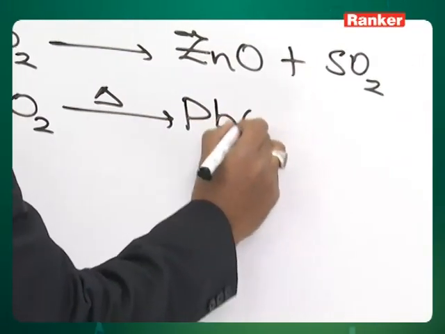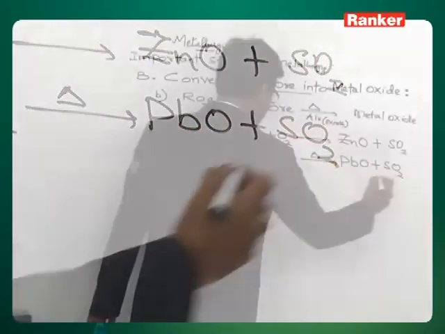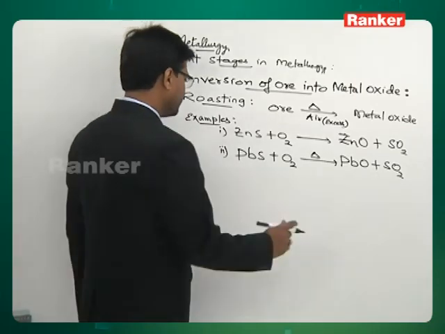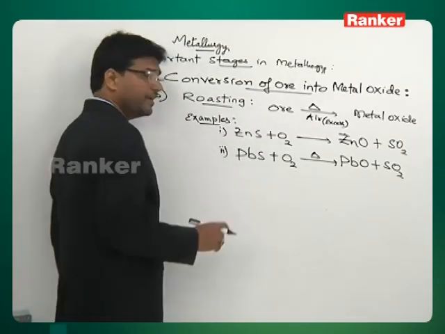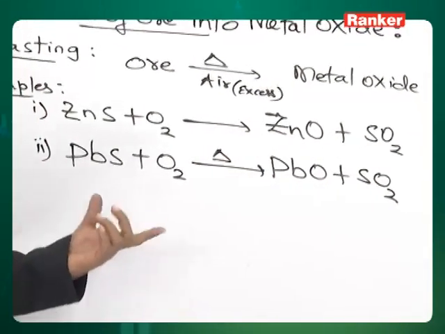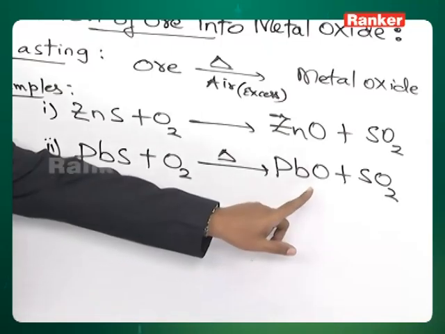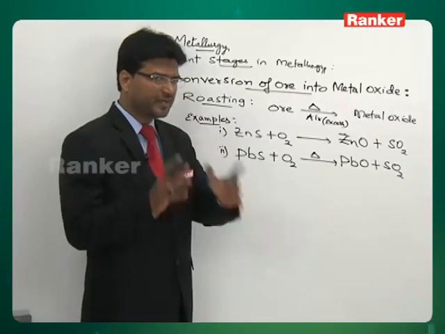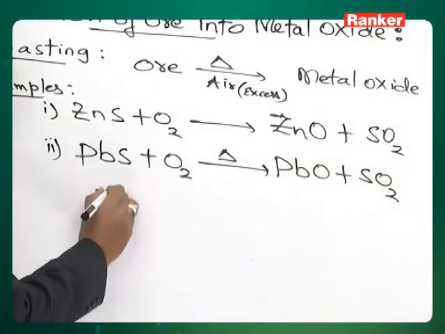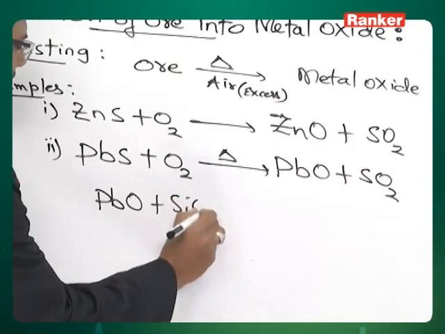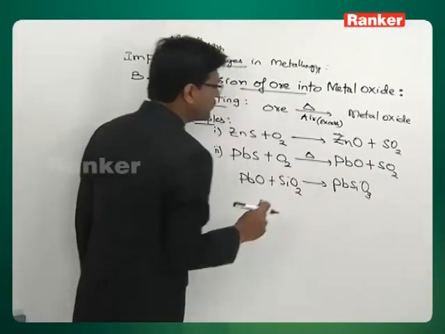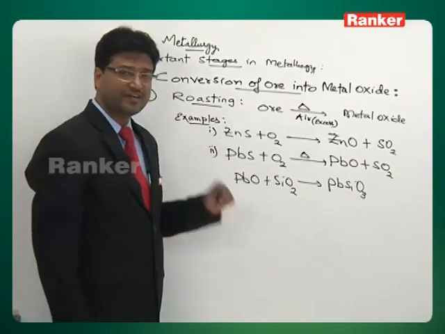gives PbO plus SO2. But here one precaution is to be taken, that this contains SiO2 as an impurity. Galena consists of SiO2 as an impurity. So if you roast galena, then PbO, which is formed being a basic oxide, will react with SiO2. This is something which is possible. PbO next moment will combine with SiO2 and will become PbSiO3.